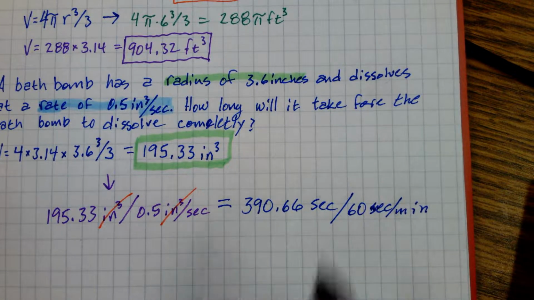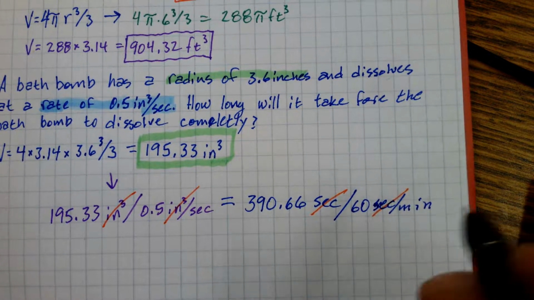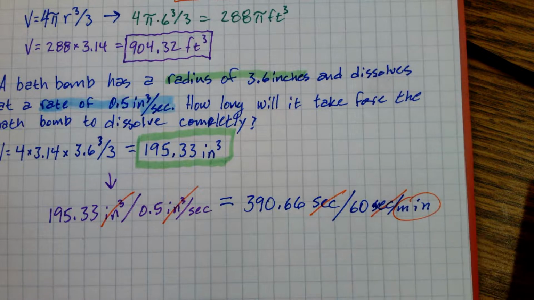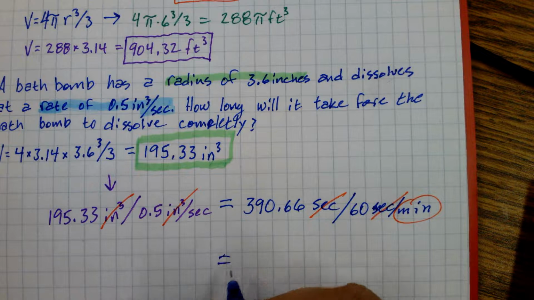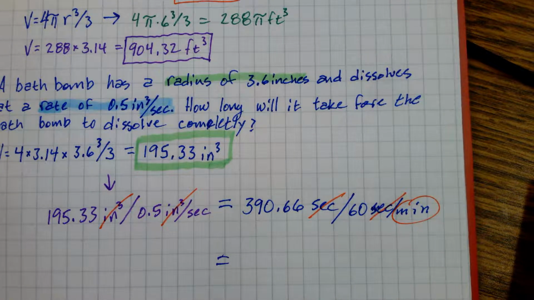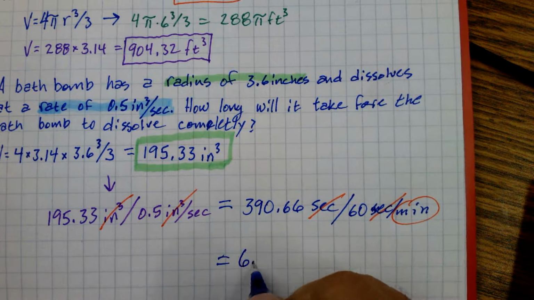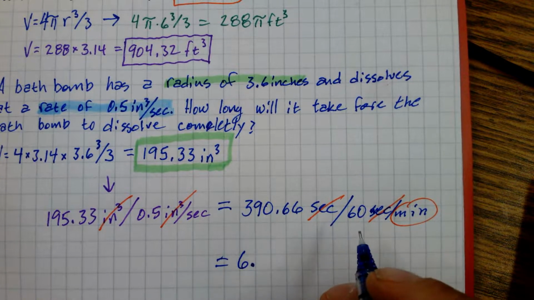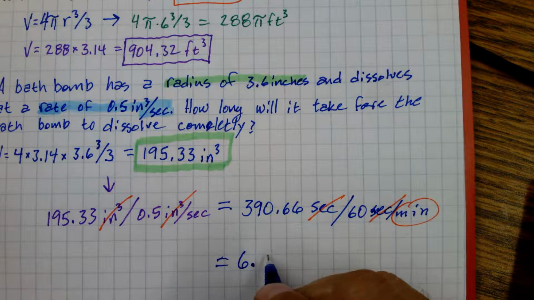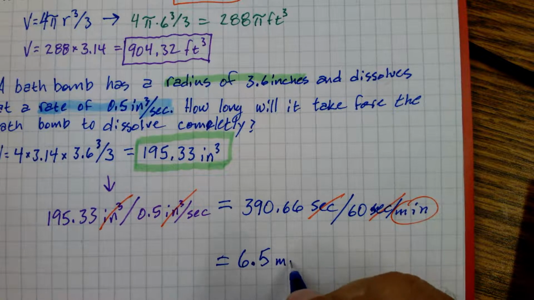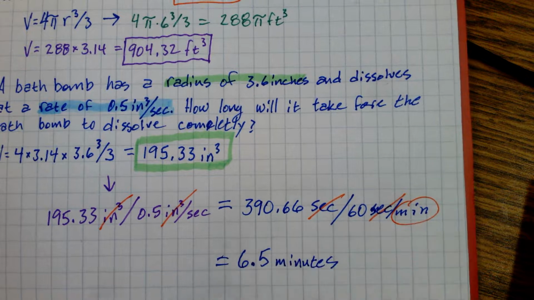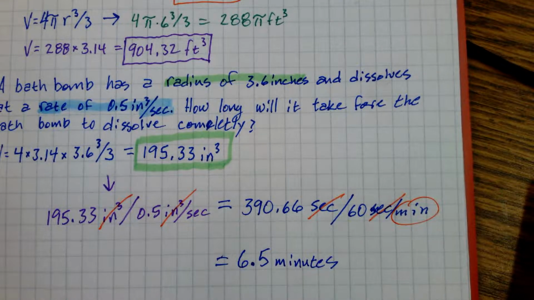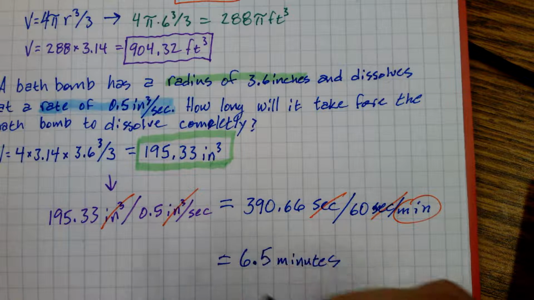And this time, seconds are going to cancel, and we're going to get minutes left. So 390.66 divided by 60. What is that? 6 point, what do we get? Okay, let's round it to maybe 6.5. So it's going to take this bath bomb about 6.5 minutes to dissolve completely.